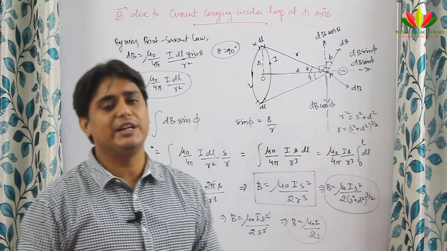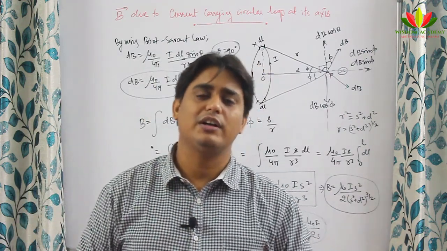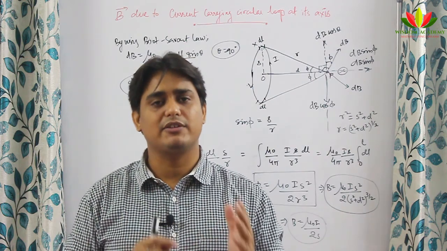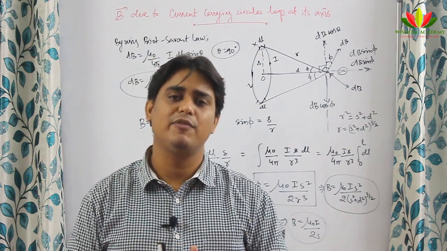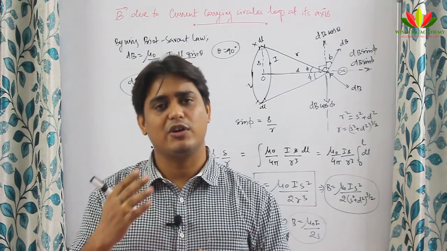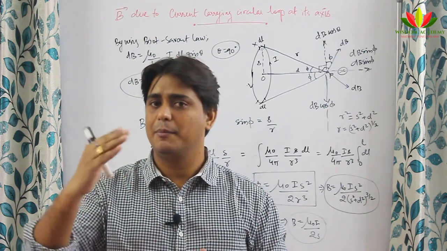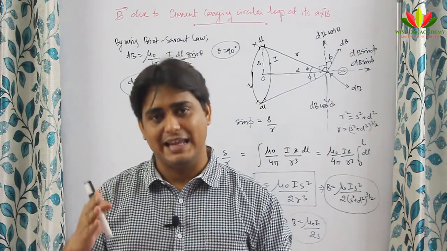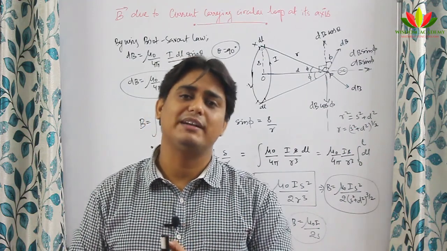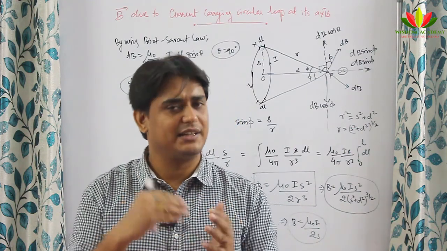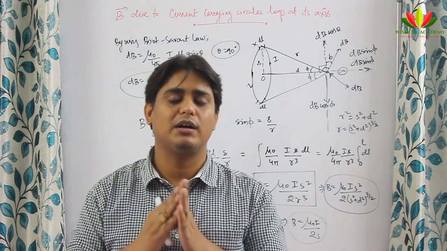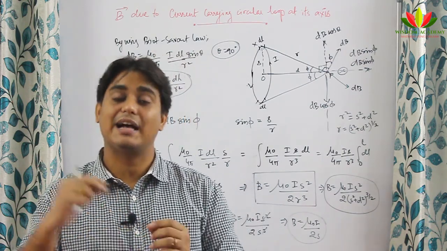So we've learned today the application of Biot-Savart law, in which we saw that Biot-Savart law can be used to find the magnetic field for a straight current carrying conductor, and you got the value as mu naught I by 2 pi a. Remember this. Also we found the magnetic field due to a circular loop at the central point, and then the magnetic field due to a circular loop at the axial point.